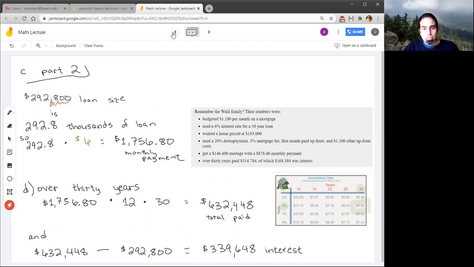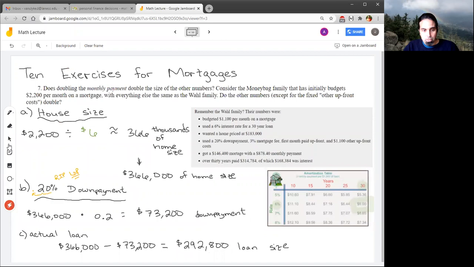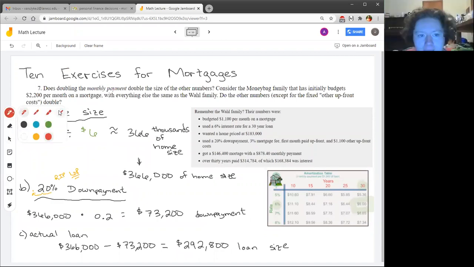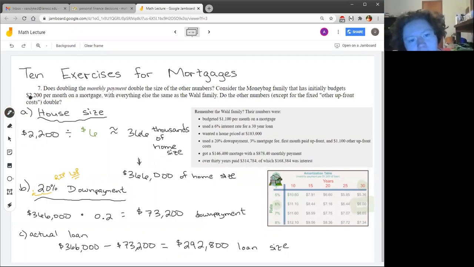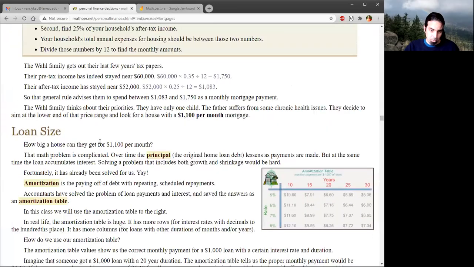So yes, for number 7, if we start with changing only one thing and double that, all the other important numbers will double. They don't all work out like that. Okay, that makes sense.